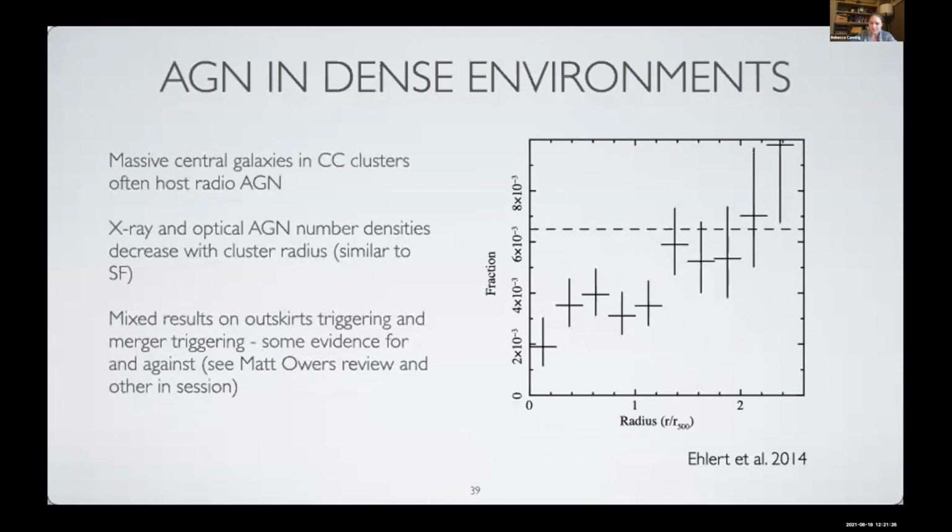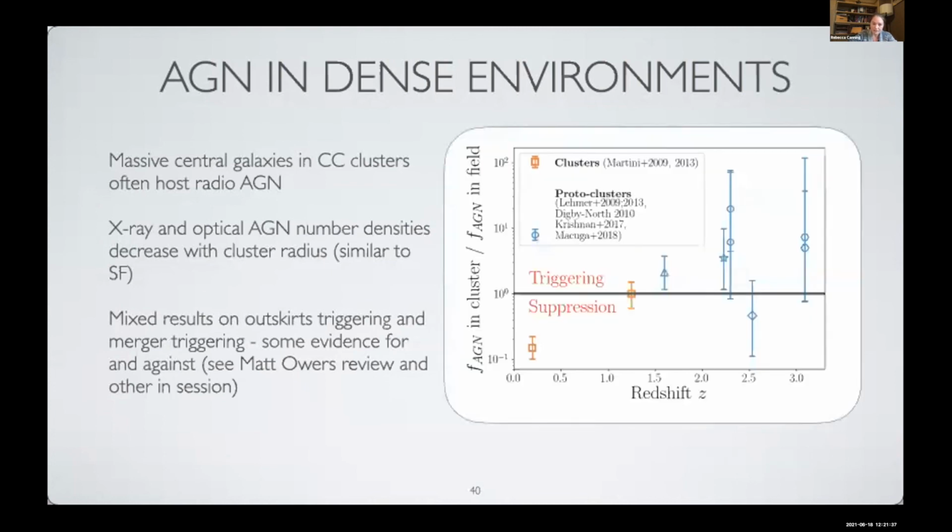There are mixed results on outskirts triggering, merger triggering, and for that I refer you to Matt O's review and also some of the talks that we've heard this week. On the evolution side, the story is not yet clear. So there's some evidence that as we go to higher redshift, we might be seeing triggering of AGN in clusters rather than suppression.